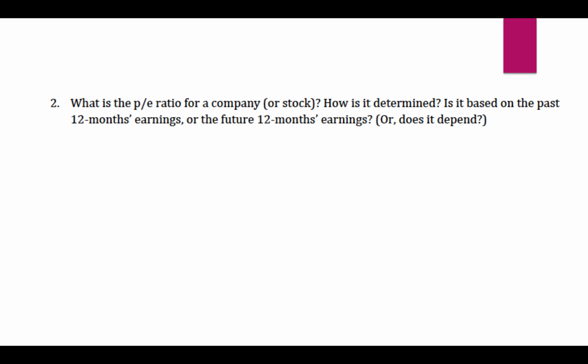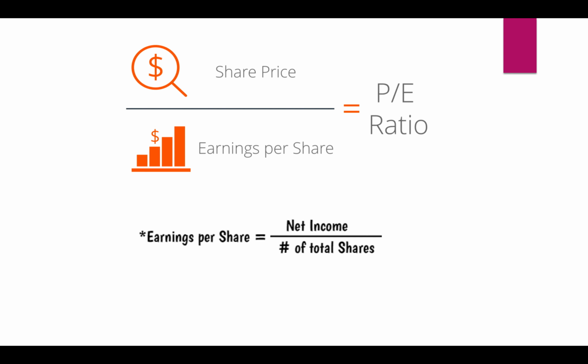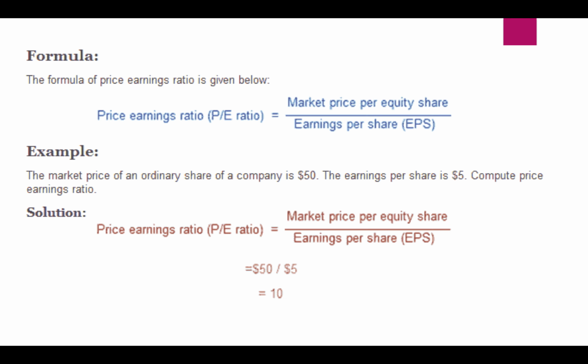Another question is, what is a PE ratio? How is it determined, and is it based on the past 12 months earnings or the future 12 months earnings, or does it depend? Well, the PE ratio is simply the share price divided by the earnings per share. And to get earnings per share, you divide the net income of the company by the total number of shares outstanding for the common stock of the company.